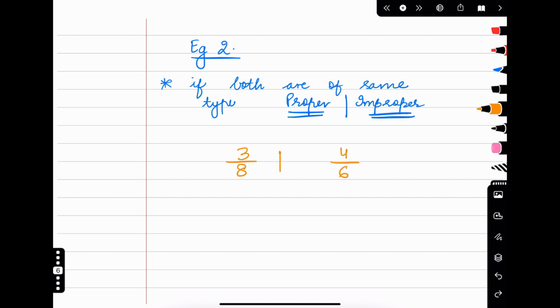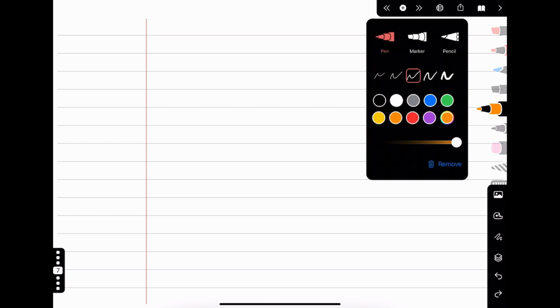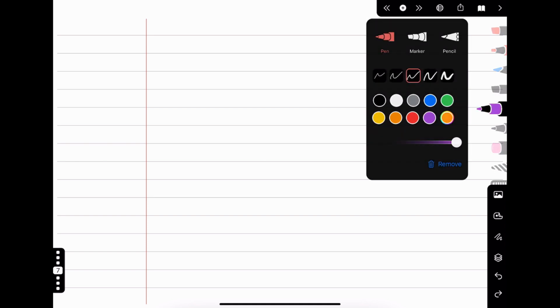Now our example is 3/8 and 4/6. We have to tell which of them is greater. 3/8 and 4/6. In both the cases, the numerator is less than the denominator. Hence, both the fractions are proper fractions. Correct? Now, how do we tell? This is a very crucial method, but it goes on step by step. Let us learn the steps.